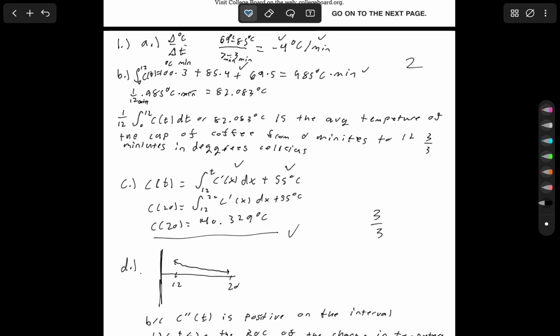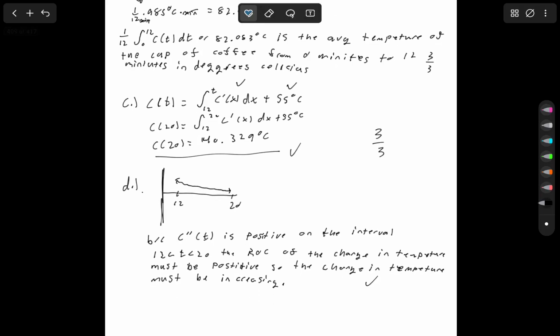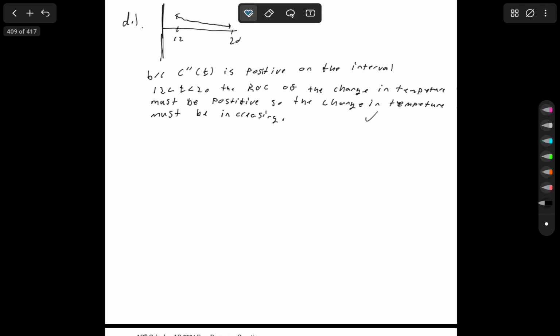Make sure you answer the exact question that's being asked, and you should be able to do well on that AP exam.